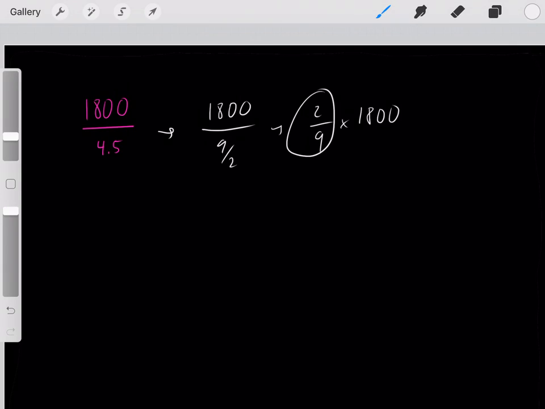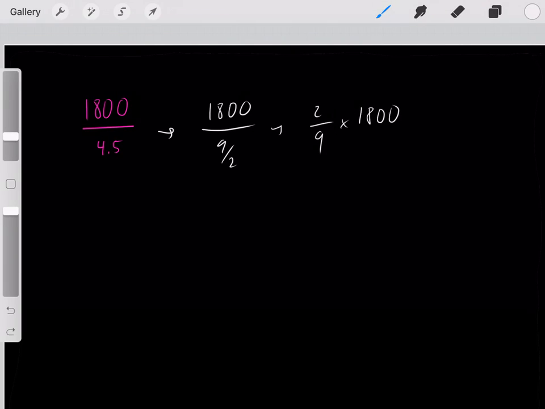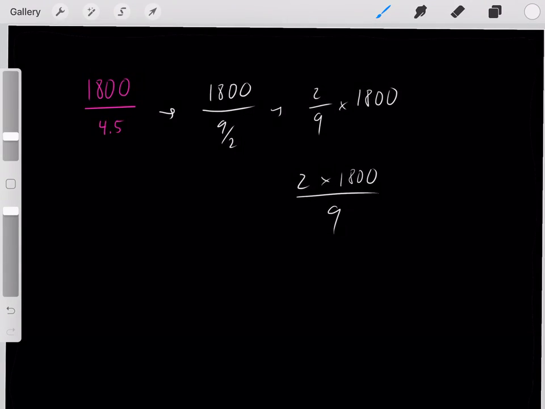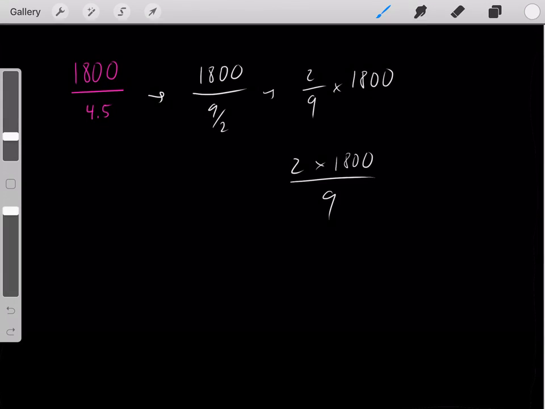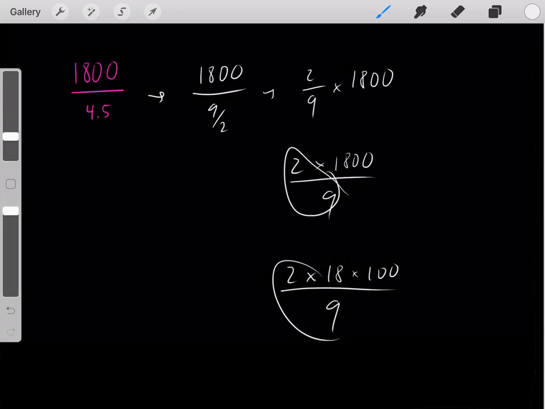So now we have 2 divided by 9 times 1800, which we can also write as 2 times 1800 divided by 9. So now what we can do is, again, instead of dealing with 1800, I like to pull out the 18. So if we pull out the 18, we have 2 times 18 times 100 divided by 9. So again, this is the same thing as this guy. And we did no changes with this.